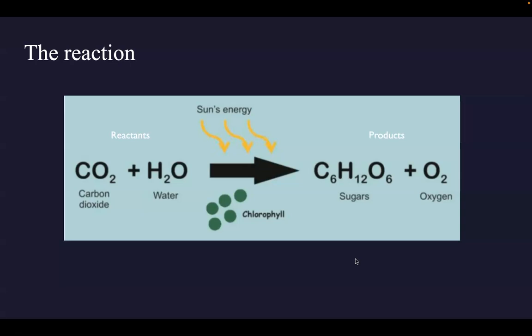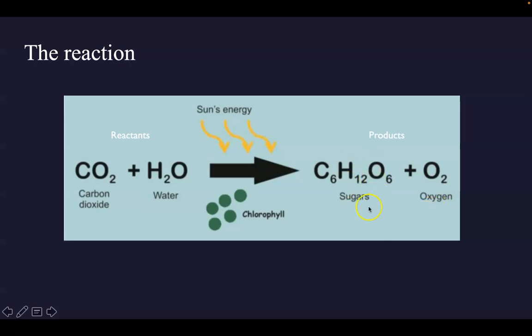Here we have a photosynthesis example as a reaction. So we have our reactants that are going in, which will be carbon dioxide and water. We know that plants take in carbon dioxide. We know that they take in water. We know that they take in the energy from the sun. And with those things, through photosynthesis, they're able to create sugars and a byproduct of oxygen.